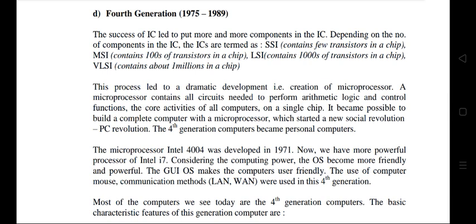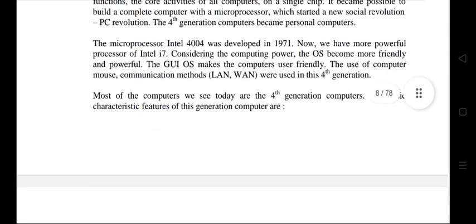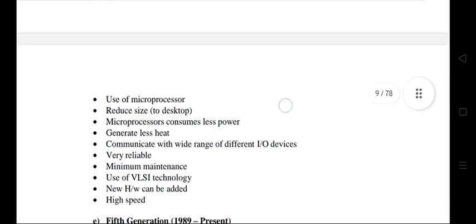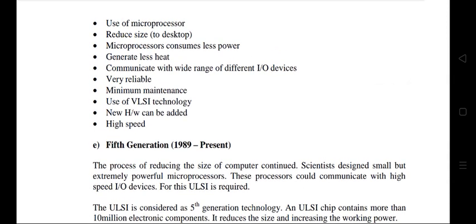Considering the computing power, the OS became more friendly and powerful. The GUI OS makes the computer user friendly. The use of computer mouse and communication methods like LAN were used in this fourth generation. Most of the computers we see today are the fourth generation computers. The basic characteristic features of this generation computers are use of microprocessor, reduced size to desktop. Microprocessor consumes less power, generates less heat, communicates with wide range of different input-output devices, very reliable, minimum maintenance, use of VLSI technology, new HW can be added, high speed.